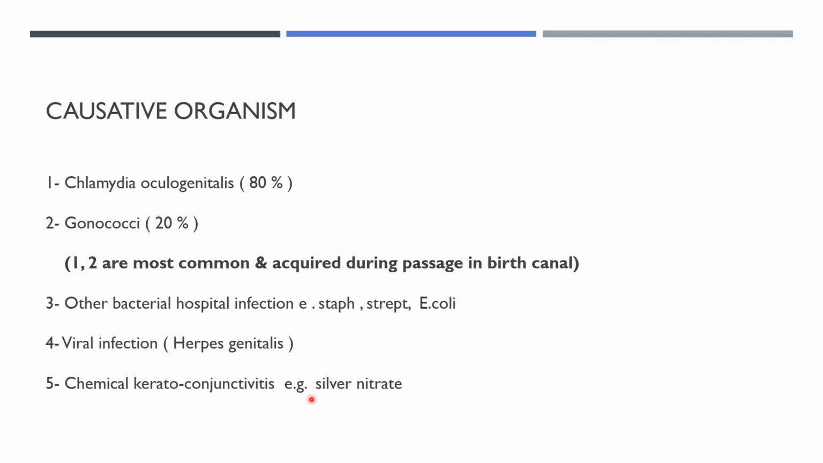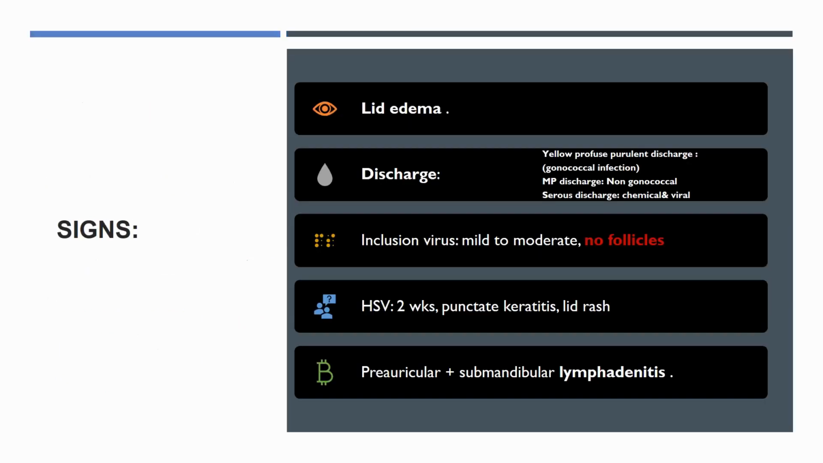They used to use silver nitrate in the neonates as a prophylactic, but then we saw many cases of what we call sterile ophthalmia neonatorum. This silver nitrate is not used anymore. Most pediatric doctors now use antibiotics in the neonates.